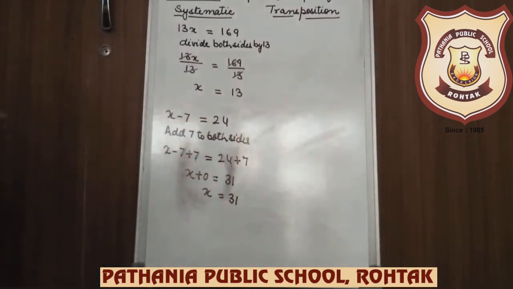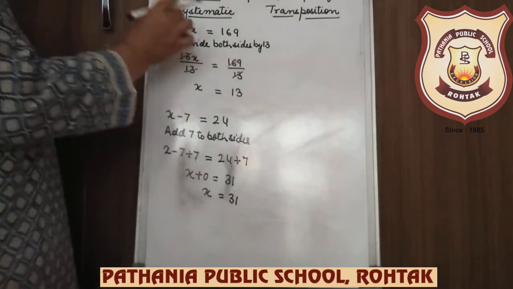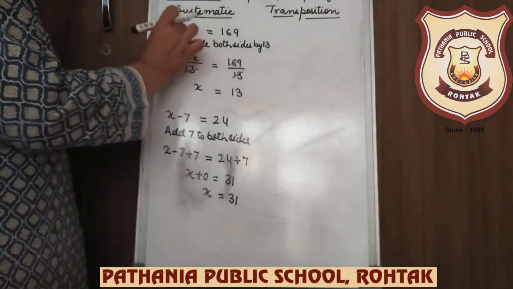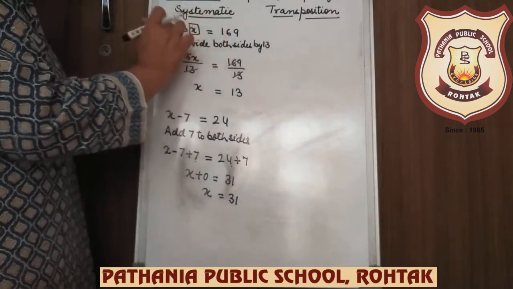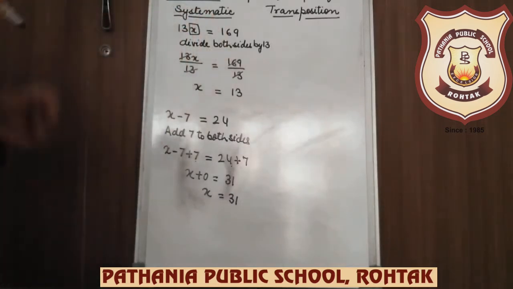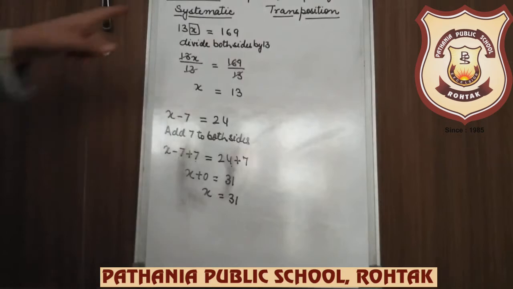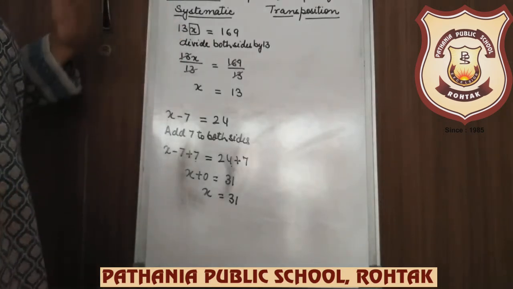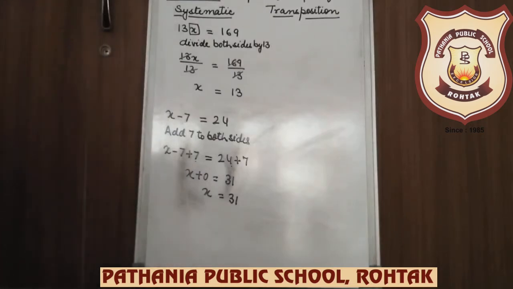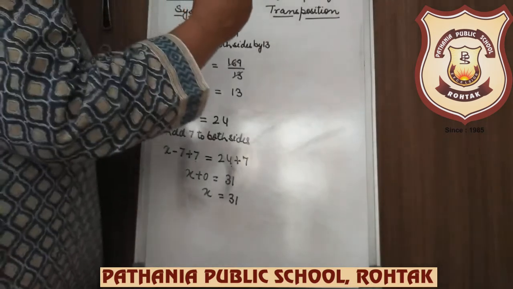Is this clear? This is the systematic method, means in order to make the variable independent, if the constant is multiplying the variable, you will divide. If it is dividing, you will multiply. Clear? Then comes the transposition.